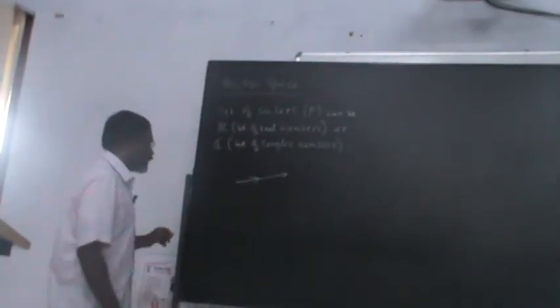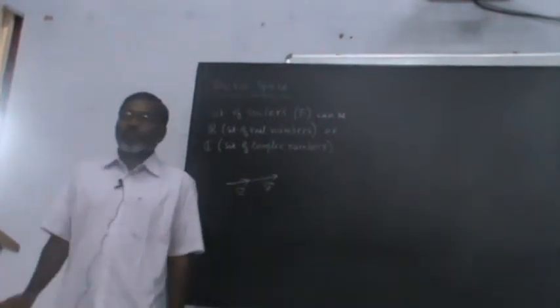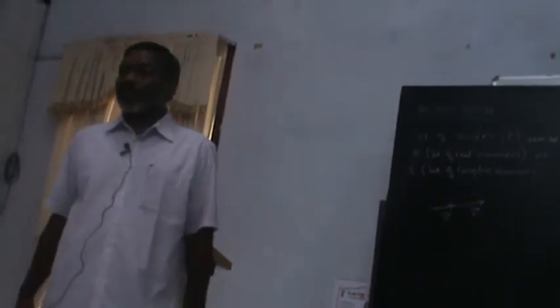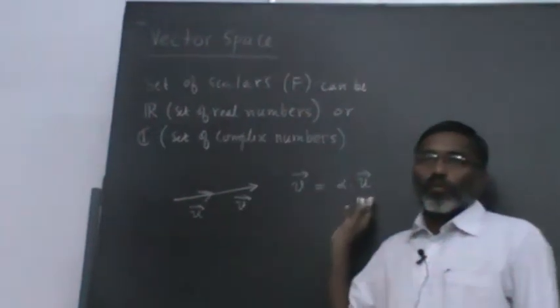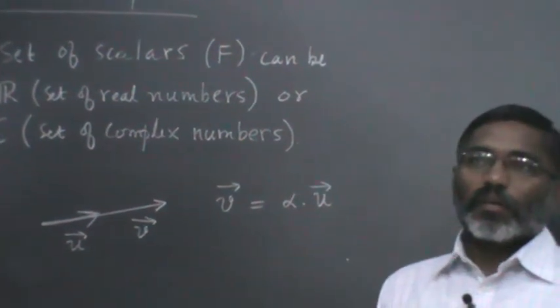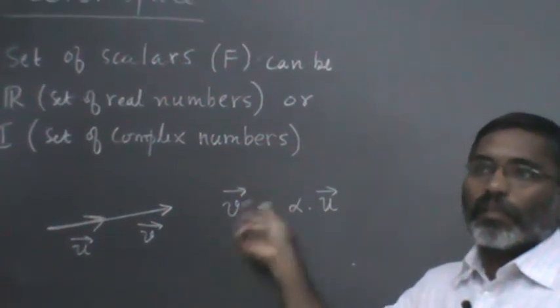What can I say about these two vectors? The first vector I will call U. The second vector I will call V. What can I say about these two vectors? I can write one vector in terms of the other. Correct? I can say this V can be written as alpha times U. Can I write like this? That means if I know U, I can pull out one scalar and multiply with this, I can get V. Correct? That means V depends on U. Okay? V depends on U.